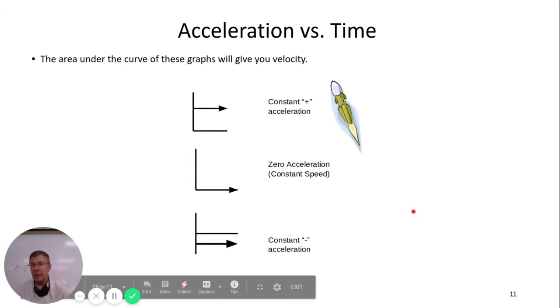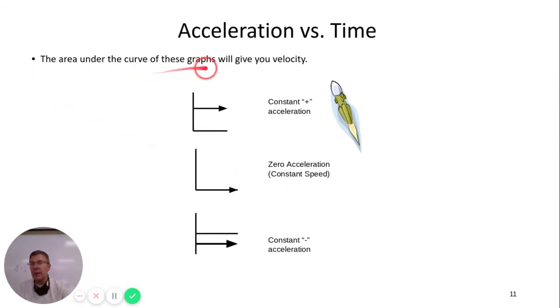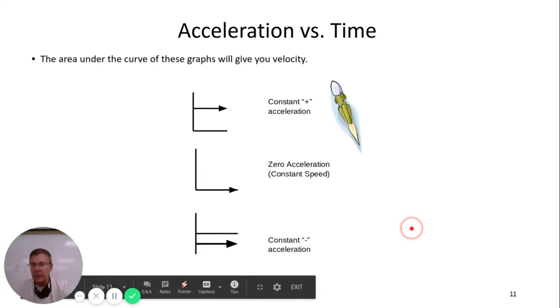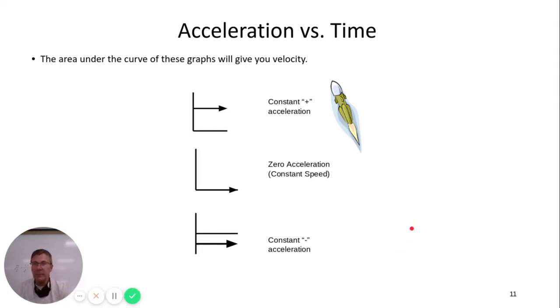Remember, the area under the curve gives you velocity. For velocity versus time, the slope gives you acceleration. The area gives you distance traveled. You're going to have to know that stuff. Burn it into your brain. Make sure you're taking good notes on this. Watch the video a couple times. It'll make more sense.